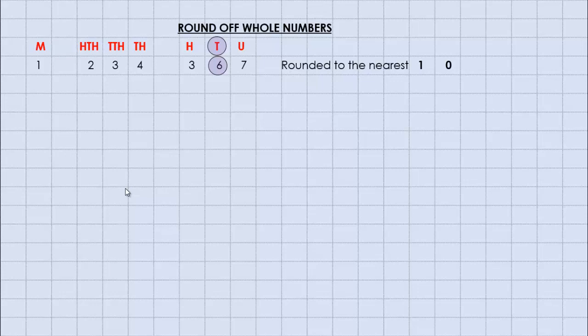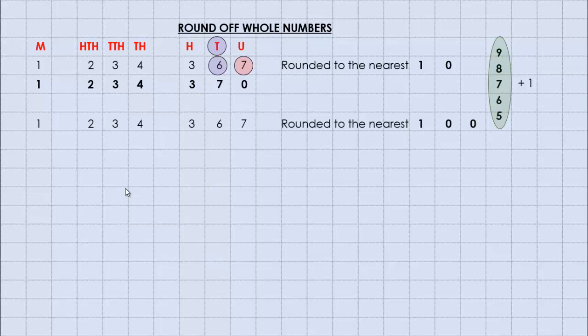Remember, we are reading from left to right, so the units, the 7. If the number is 5 and above up to 9, we add 1. Because 7 is above 5, we add 1 to the 6, and it becomes 1,234,370.